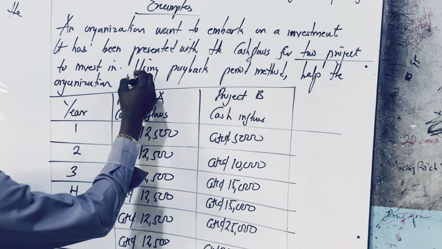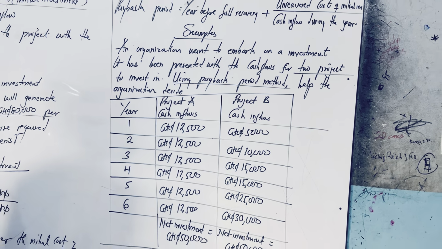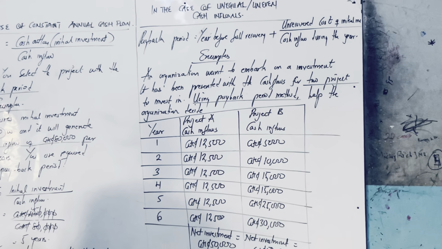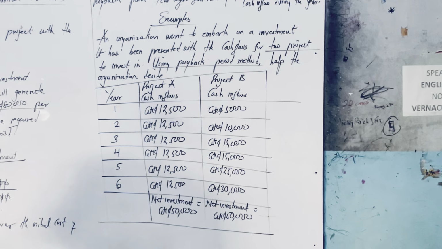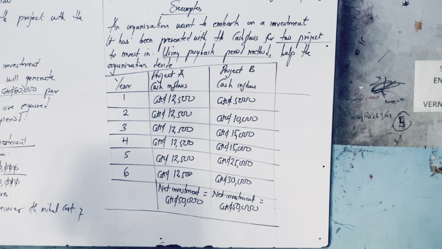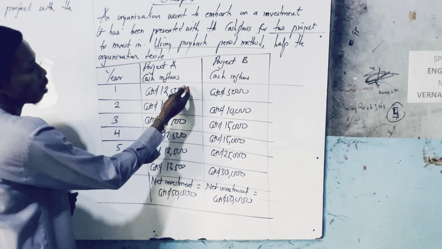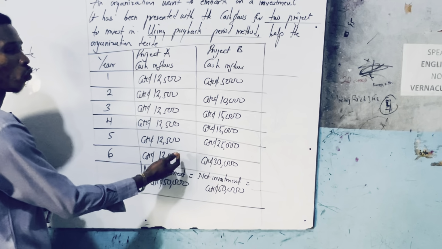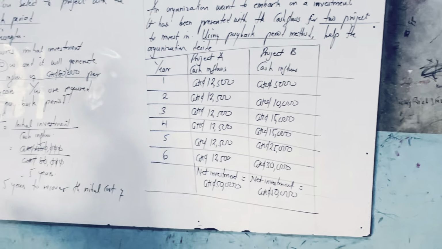Now, using the payback method. In a question, the examiner will decide which investment technique to use. So using the payback period method, let's help the organization decide on which of the investments to undertake. Now you will see that when you look at Project A, we have a steady cash inflow. That is a constant cash inflow. So that is the first case that we solved initially.